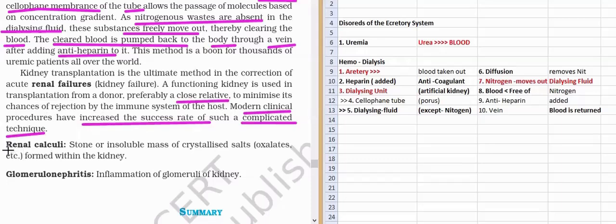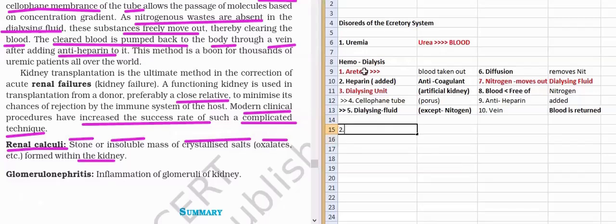Next, for example, renal calculi. Renal means kidney. Calculi means calcium materials, that is stones. Calcium stones are insoluble, unable to solubilize. A mass of crystal salts, oxalates, is found within the kidney in the medulla.